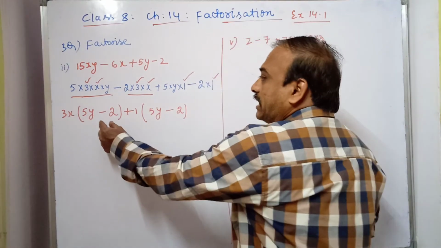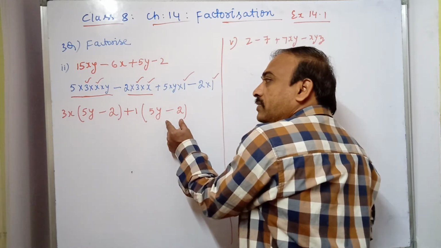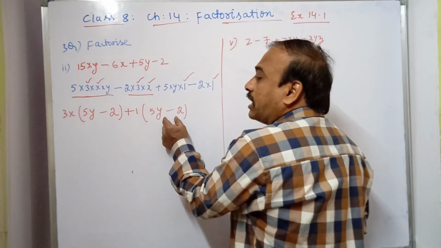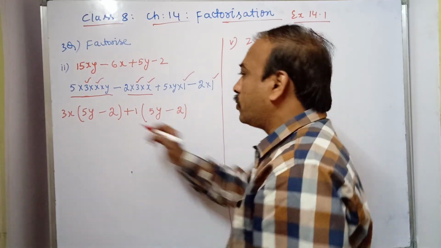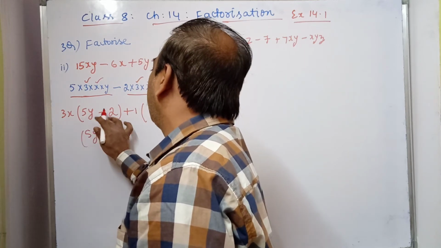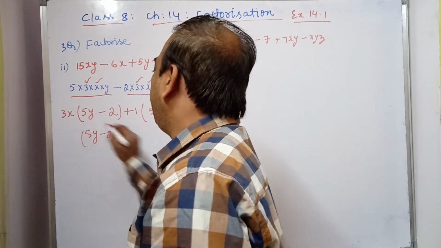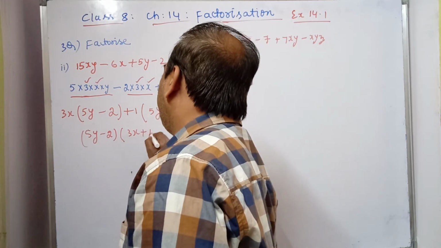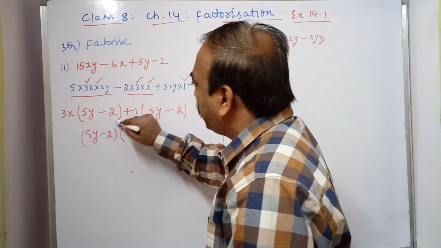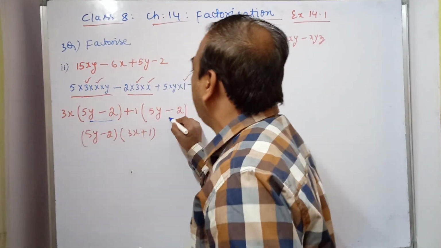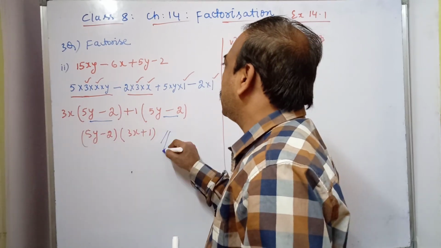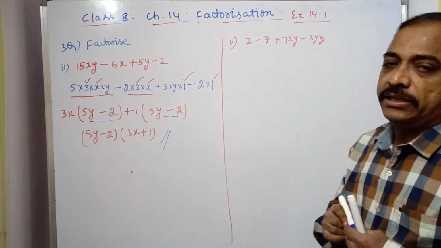Inside the bracket, we have 5y minus 2 here and 5y minus 2 here. If you wrote minus 1 here, then we could not write it as 5y minus 2. So 5y minus 2 is common now, common in both places. We are taking 3x plus 1, just as when we took common terms outside and wrote what was left in the bracket. So 5y minus 2 is common, and left over is 3x plus 1. This is the factorization of that.